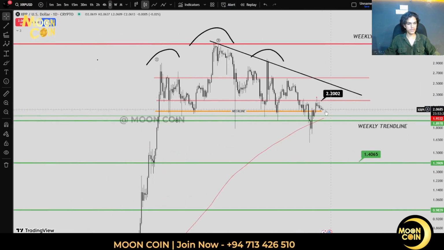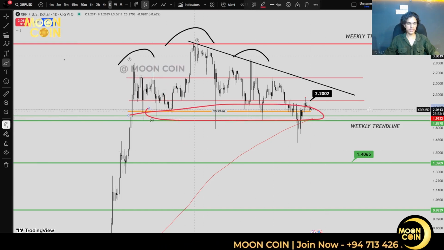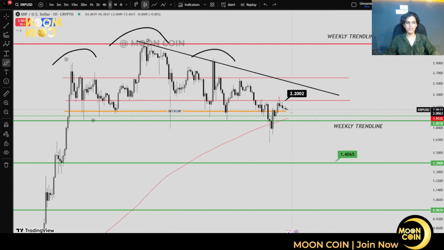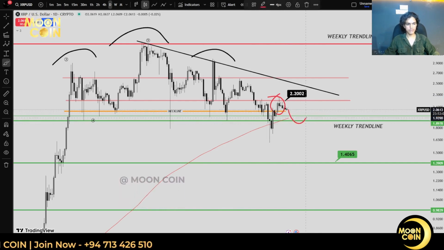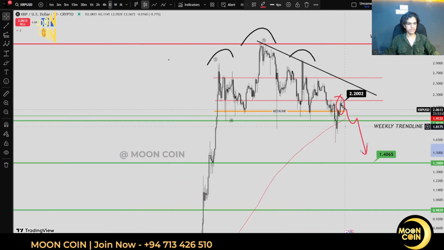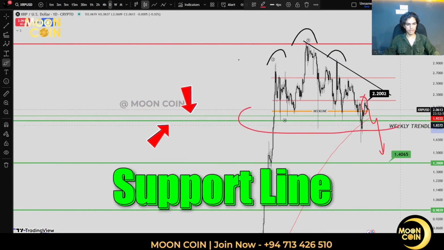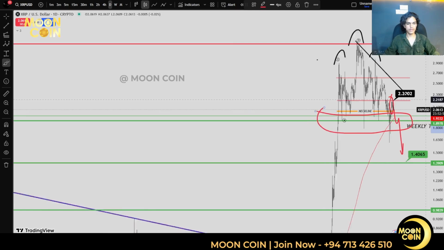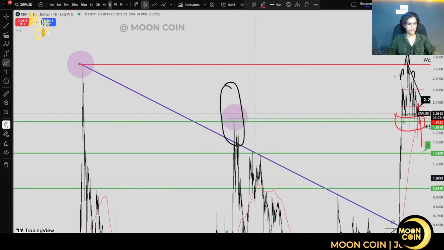Also, if you see here, we have this neckline. Before, I said the bullish scenario, so now the bearish scenario. In the bearish scenario, it has rejected this key level, and now it's testing this neckline. This you can also consider as a key level. If this key level is broken, you see we have so many levels here. We have two green support lines here. Why I have drawn those, you can see clearly here.